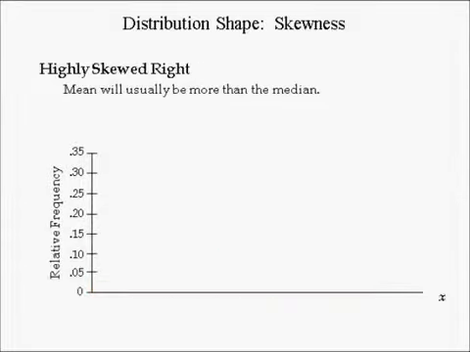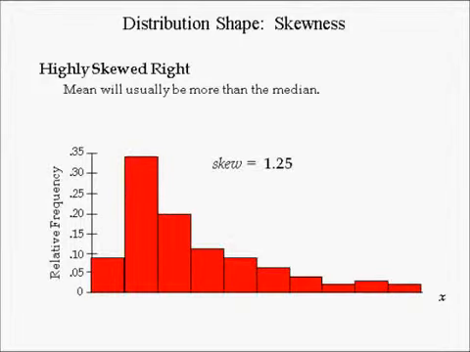If the distribution is heavily skewed right, the histogram from a sample drawn from the population will likely be highly skewed right as well. The mean will be more than the median, and the sample skew will be greater than 1. If the distribution is heavily skewed left, the histogram from a sample drawn from the population will likely be highly skewed left too. The mean will be less than the median, and the sample skew will be less than -1.